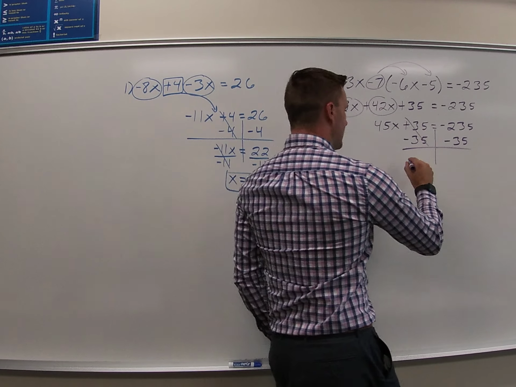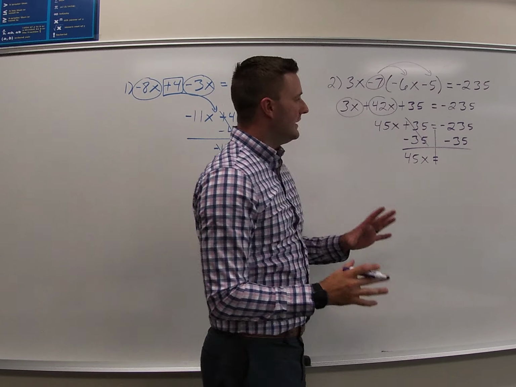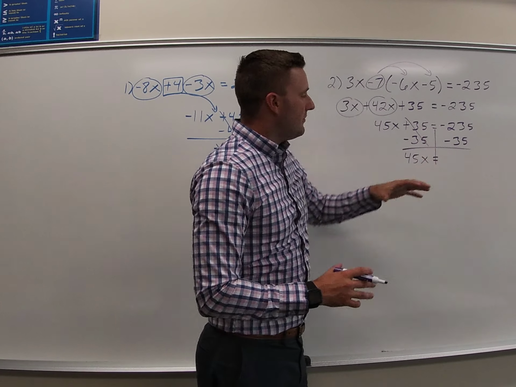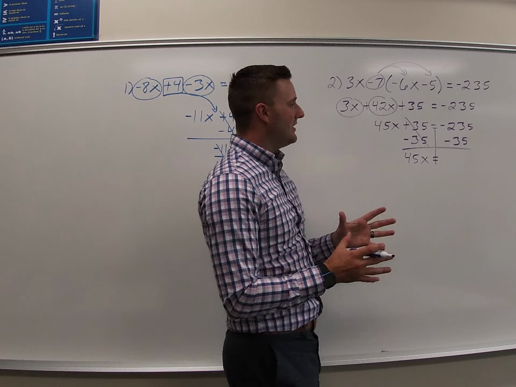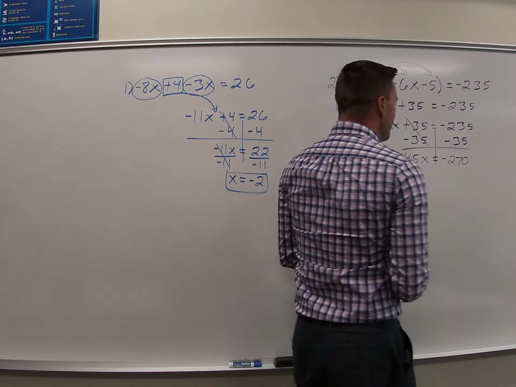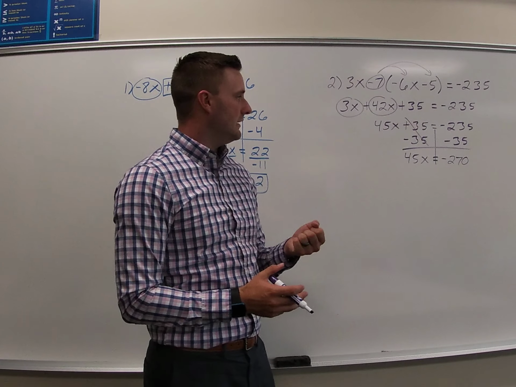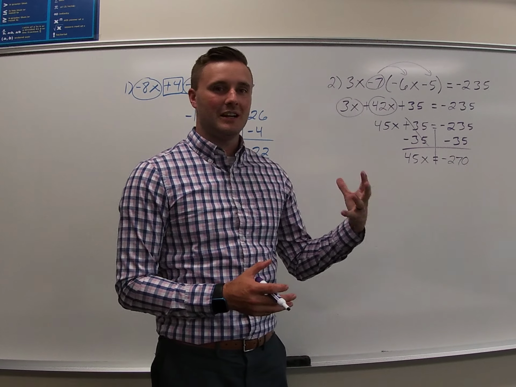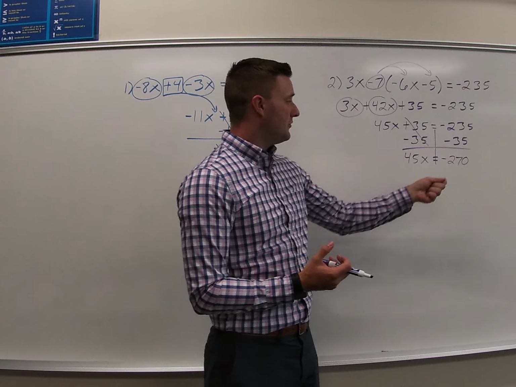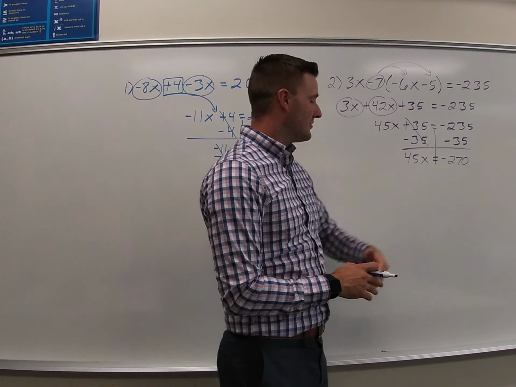I will drop this term down, so I have a 45x left over, and this is equal to, now be careful, a negative 235 and a negative 35. When I combine those together, I get a negative 270. So this is negative 270. Meaning if you borrowed $235 from somebody, and then you came back to them and said, I'm sorry, I need to borrow 35 more, that means you borrowed a total of $270, meaning you owe them $270.